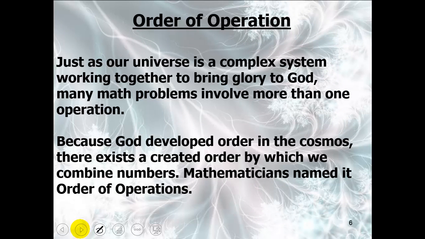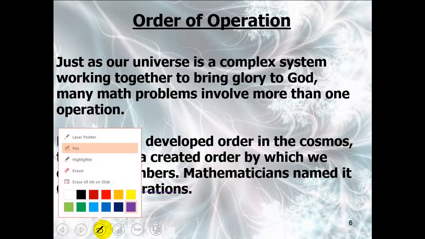Now, order of operations. This really ties in biblically. Just as our universe is a complex system working together to bring glory to God, math problems are complex when they involve more than one operation. Because God developed order in the cosmos, there exists a created order by which we combine numbers. Mathematicians named it order of operations.